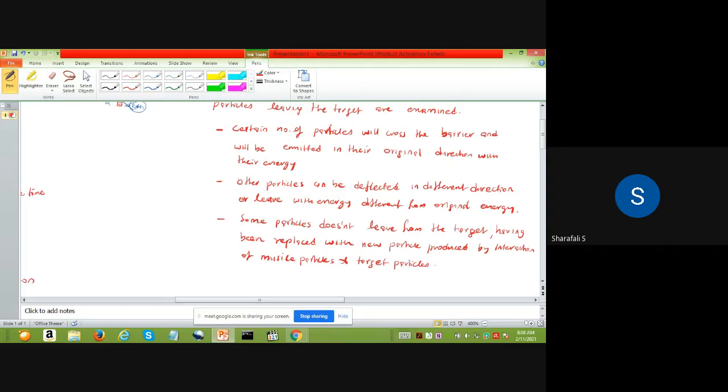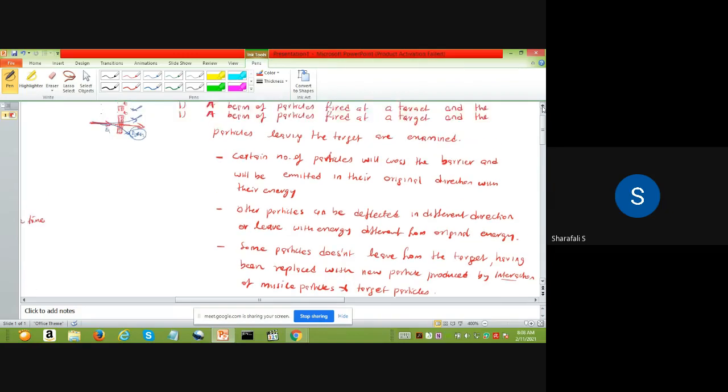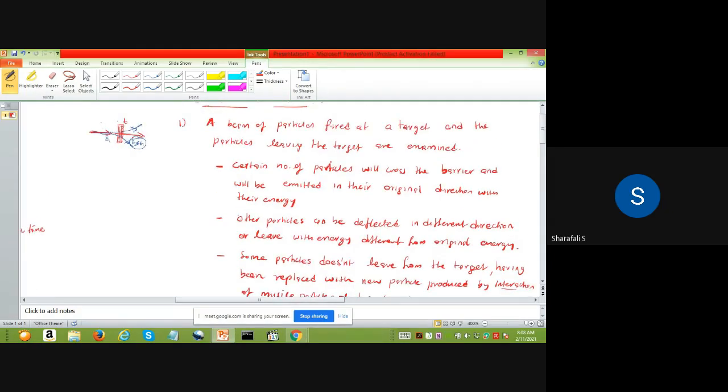Okay. So some particles do not leave from the target, having been replaced with a new particle. These particles will not leave from the target, and they will be replaced with a new particle produced by the interaction of that missile particle and target particles. So what will happen in this particular case?